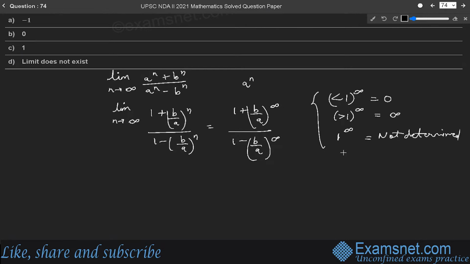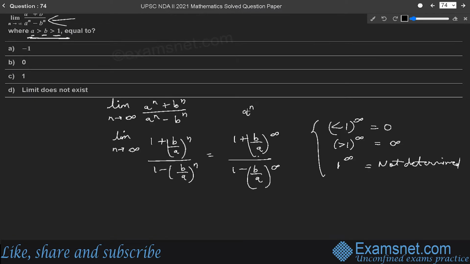So in our question, there is b by a to the power infinity. You can see that in the given conditions, b is greater than 1, but b by a is less than 1. So it means the number is less than 1 but the power is infinity. So the value will be 0 according to this condition, because b by a is less than 1.